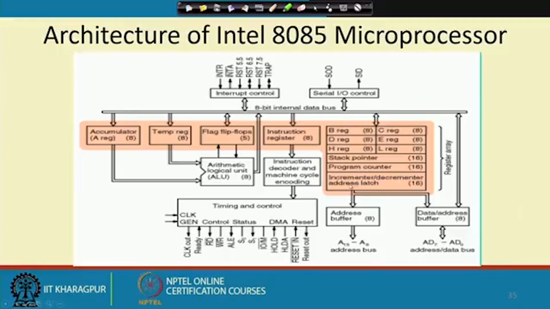Then there is an incrementer decrementer address latch. This is basically for incrementing and decrementing the address part. Some additional circuitry will be required, some latches will be required, and that will constitute another 16-bit register. Other than these, we have got the serial IO control, which will be controlling the SID and SOD lines, serial input data and serial output data, these two lines. There is also the interrupt control, which will handle the interrupts.